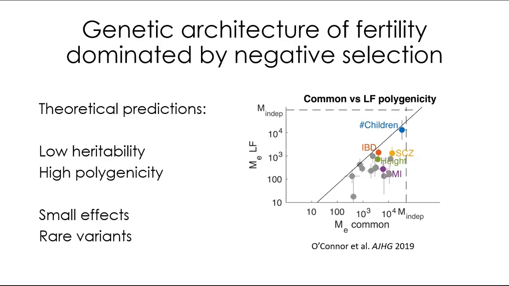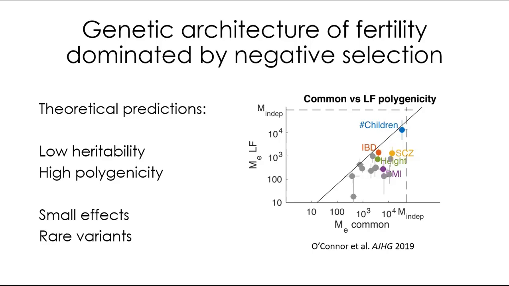There's actually a more fundamental problem, which is that if you imagine a genetic variant which increases fertility, it's rapidly going to increase its frequency through the population because it increases fertility, it's under selection, and pretty soon everyone will carry it.